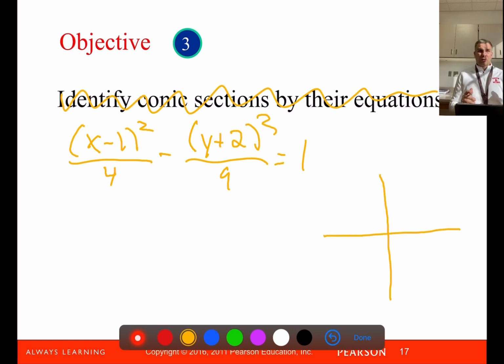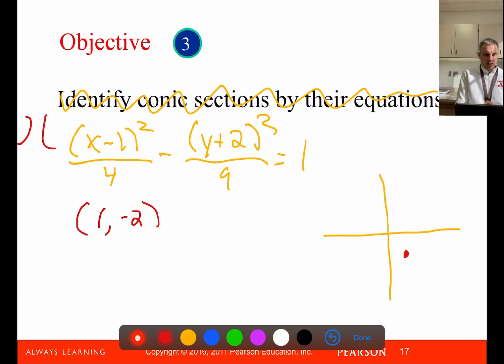Okay, so the x squared comes first again. So process of elimination. X comes first, so we know it needs to look like an X. So eliminate the ones that can be eliminated if you're doing multiple guess. Center, it's the opposite of what we see, just like with everything else. So our center is going to be 1 and negative 2. So I'm going to put a dot at 1 and negative 2. Close enough.